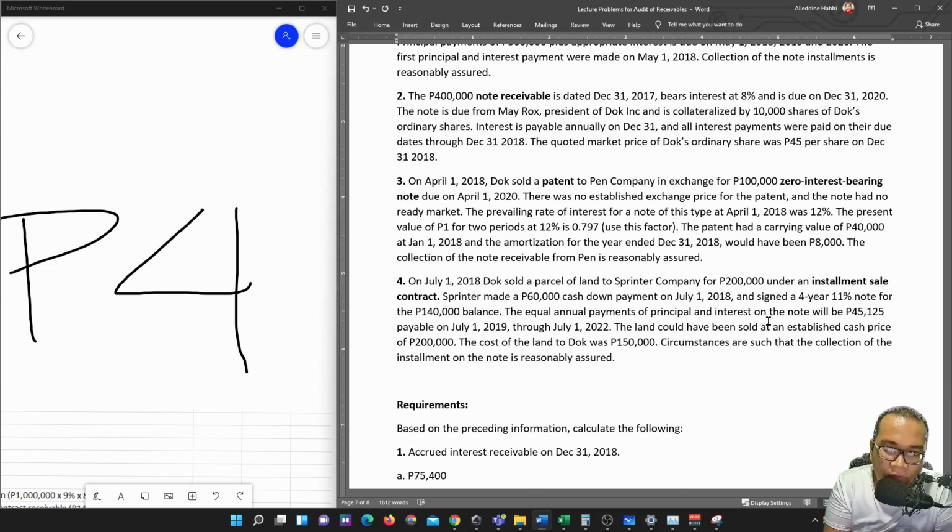So, divided by 4. Kasamang interest pa. Principal lang yun. With interest on the note will be 45,125. Kinumpit na pala with interest, payable on July 1, 2018 through July 1, 2022. So, installment to siya. The land could have been sold at established cash price of 200,000. The cost of the land to Doc was 150,000. Circumstances are such that the collection of installments of the note are reasonably measured.